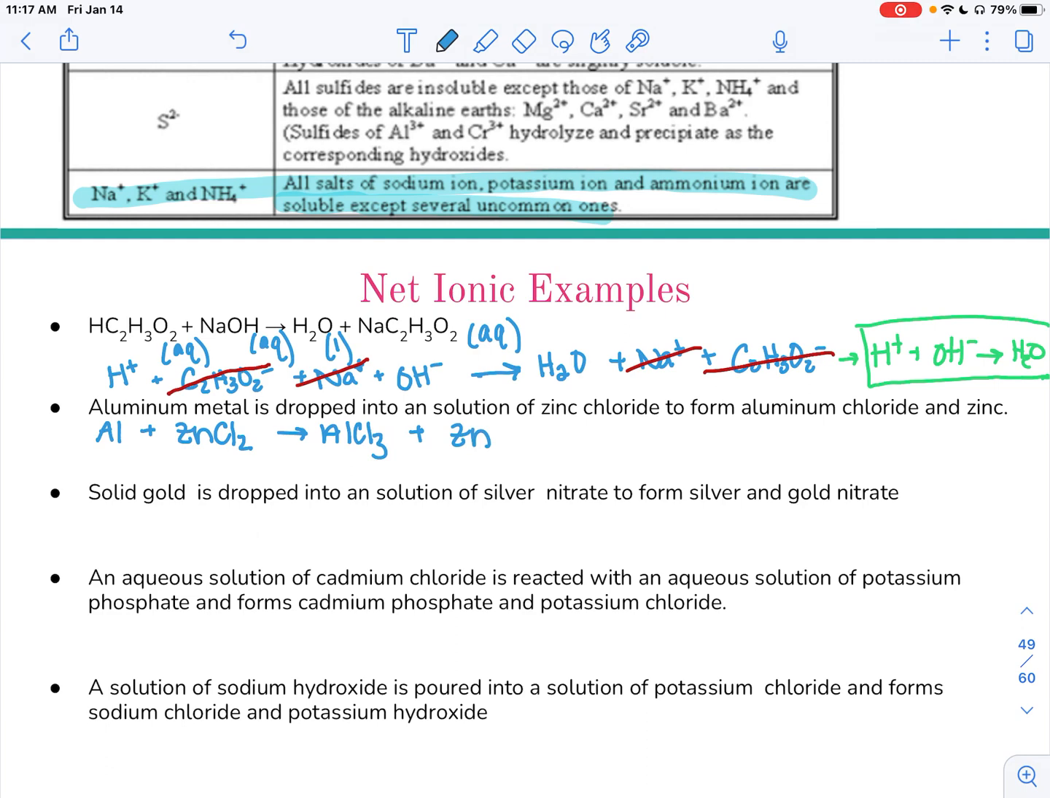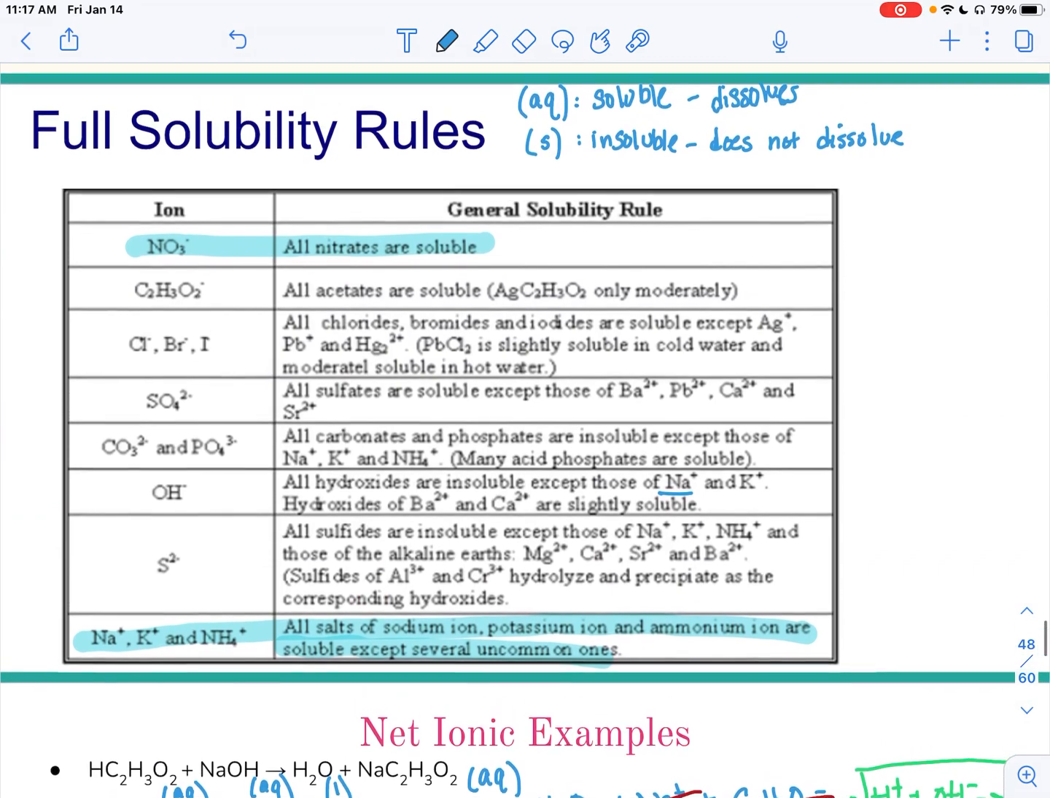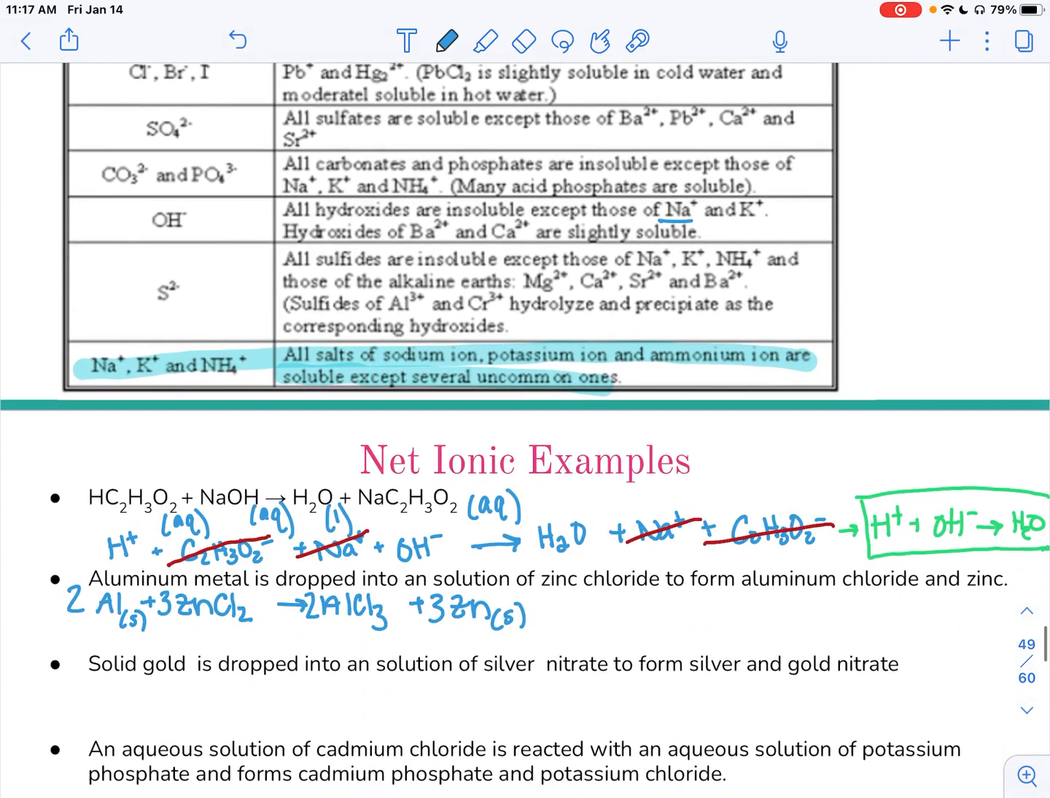So after you translate it, make sure you balance it. It's a lot easier to do if you balance it at this stage rather than at the end of your net ionic. So the next thing I'm going to do is label them as either solid or aqueous. Anything by itself is just going to be a solid because you notice these are all about ions. So then we go to zinc chloride.